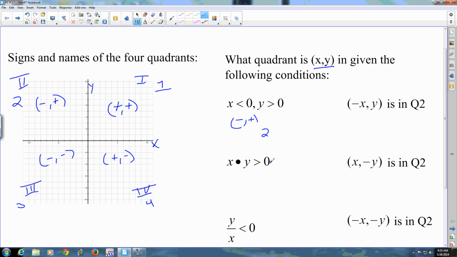X times y is positive. So there's a couple different options here. That's what this says. It says that it's positive, it's greater than 0. I'm hoping you guys jump straight to it: something positive times something positive is going to be something positive. Likewise, something negative times something negative is also going to be something positive. So you're either in quadrant 1 or you're in quadrant 3. So there's two answers to this one.